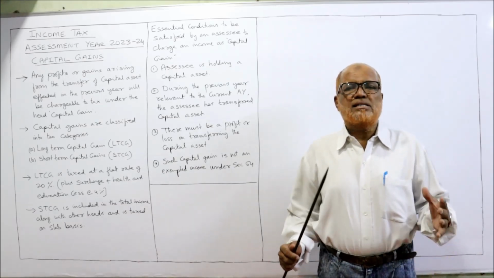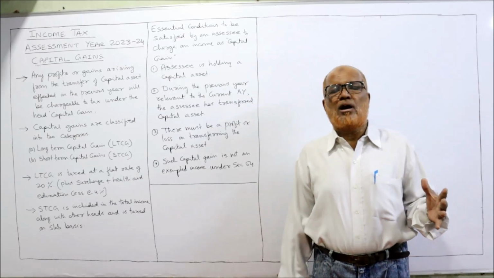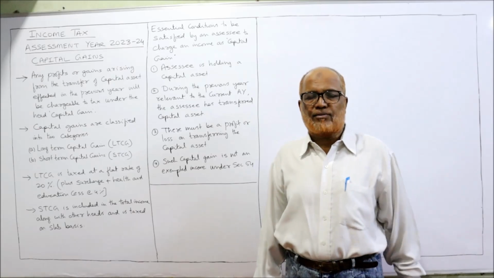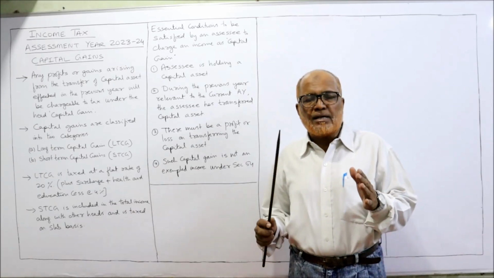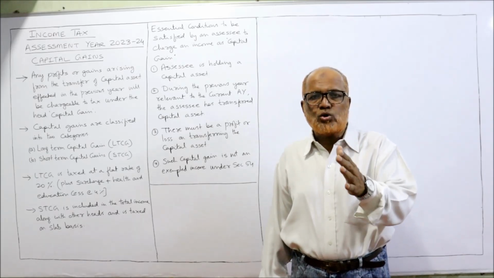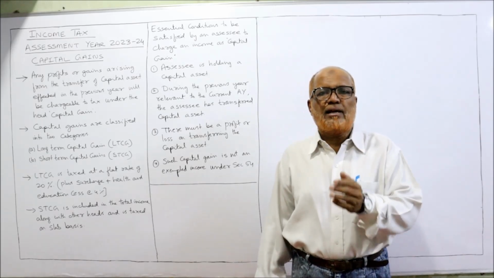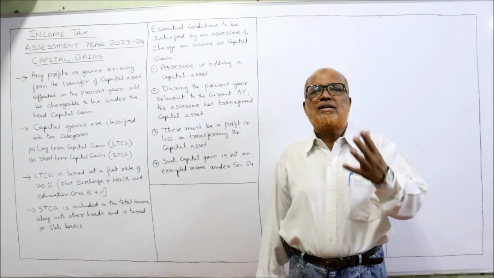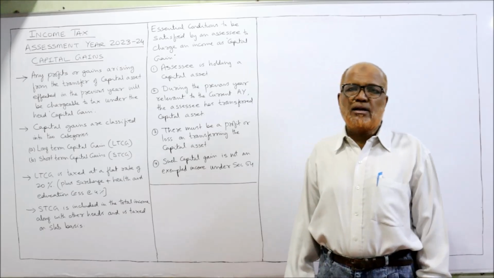So the Income Tax Act has given elaborate provisions regarding when to put the tax as a capital gain tax. That means the assessing officer has to identify whether it is an income from salary or house property or business or capital gain or other sources. So when an assessee should treat the income as capital gain, some essential conditions are there.